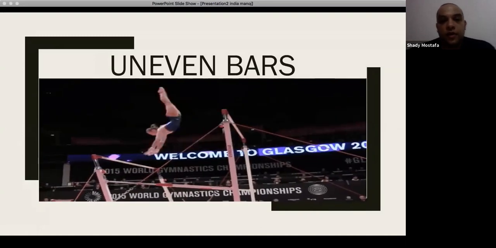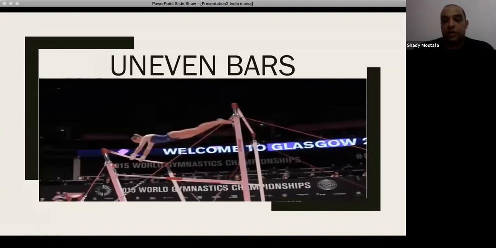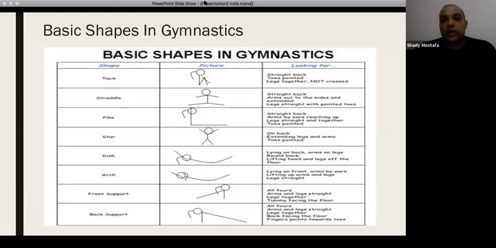Okay, today, fellow coaches, we're gonna start on bars. We're gonna start on basics, but before basics, I would like to point to some basic shapes that are really, really important because that's the ABC of gymnastics. These are the most important positions, starting from tuck. In all events, you're gonna see a tuck position. You will see straddle, pike, hollow shapes and arch shapes, star, front support, and back support. We're gonna see a lot in gymnastics, and bars especially.